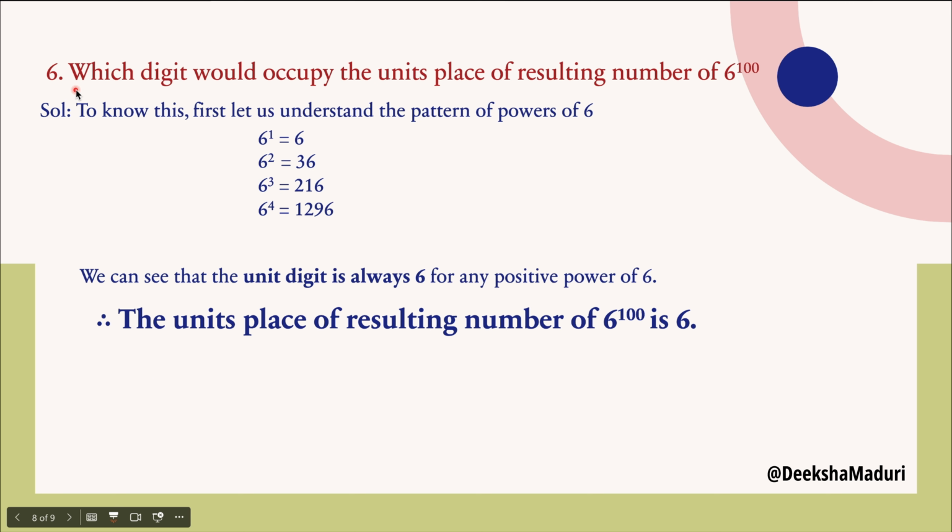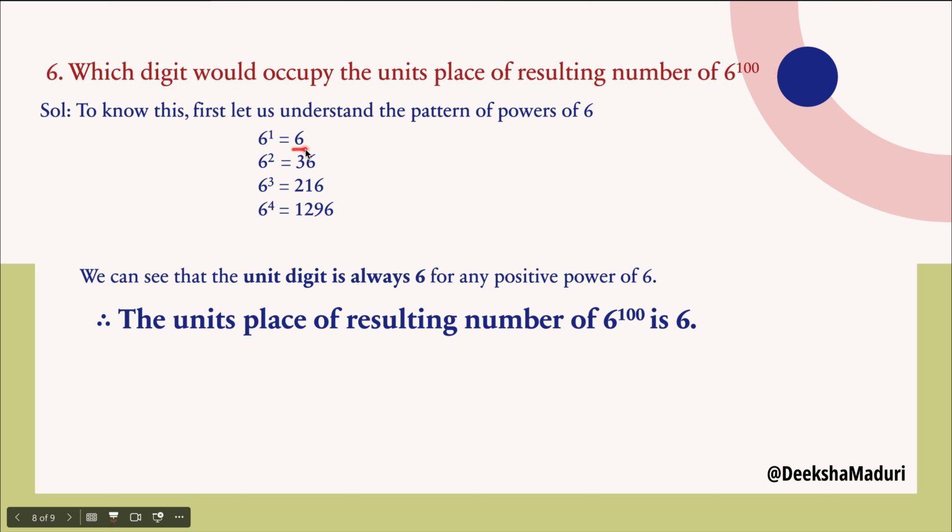And the last question of this exercise is, which digit would occupy the unit space of the resulting number of 6 to the power of 100? To know this, first let us understand the pattern of powers of 6. Here if we take 6 to the power of 1, the answer will be 6, and 6 to the power of 2, the answer will be 36, and so on.